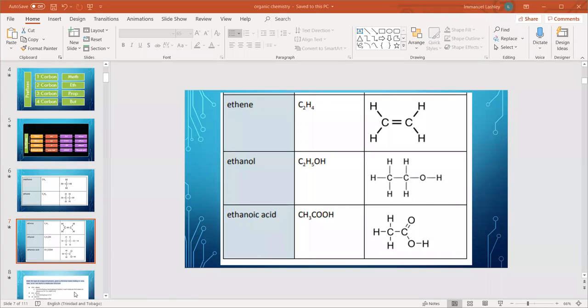For ethanoic acid, there are 2 carbons. Eth represents 2. So you have CH3, which is 1 carbon bonded to 3 hydrogens. Then there's the second carbon that is bonded to 2 oxygens. One has a double bond, the other has a single bond, which is then bonded to hydrogen. So that C double bond OH group is the functional group that helps to identify a carboxylic acid.